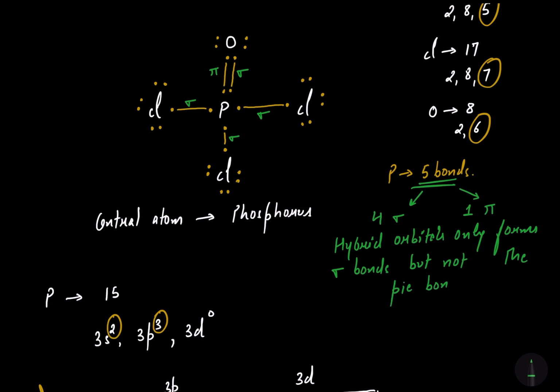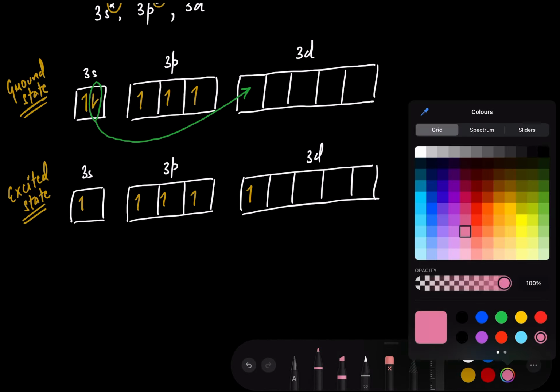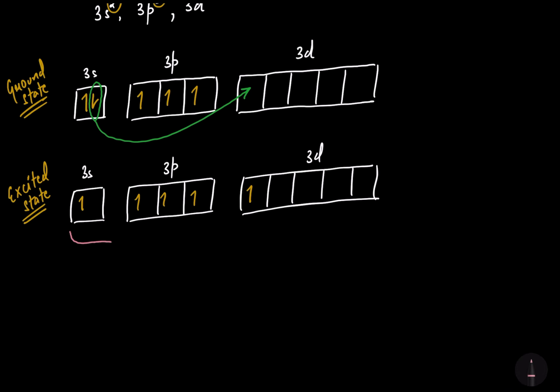Hybrid orbitals only form sigma bonds, and here how many sigma bonds are forming? It's 4. So that means in hybridization we need to mix only 4 orbitals, not all the 5. So here we need to mix the 4 orbitals. That 4 orbitals will be the 1 orbital of the 3s and 3 orbitals from the 3p. So 1 s orbital and 3 p orbitals will intermix.